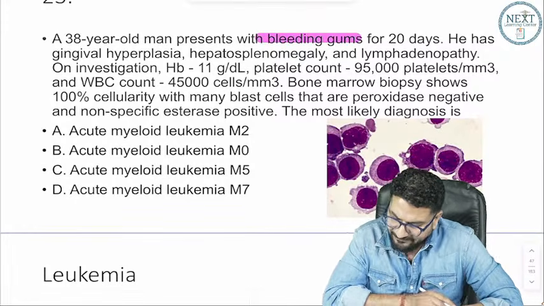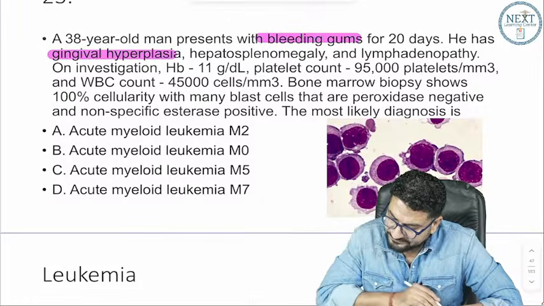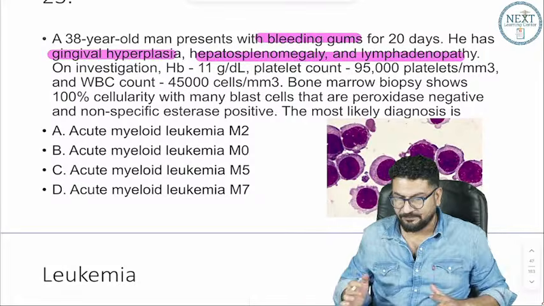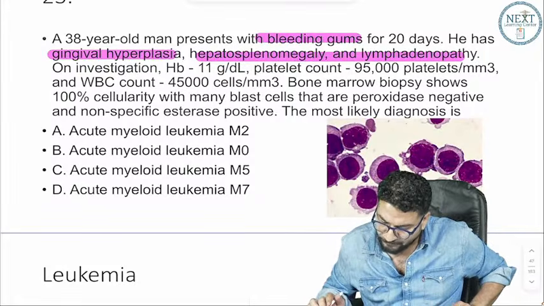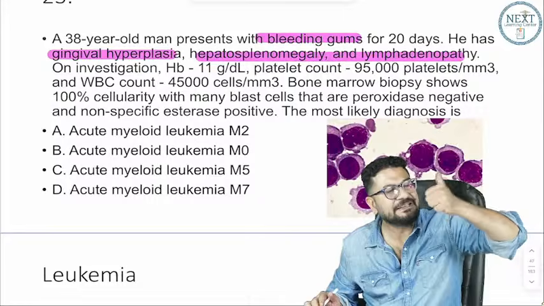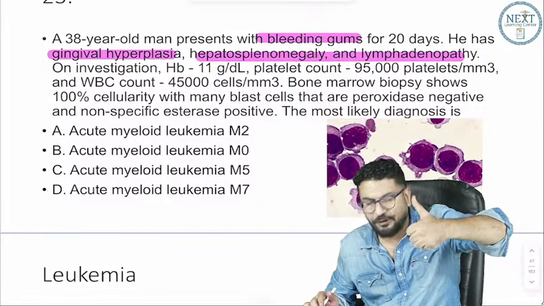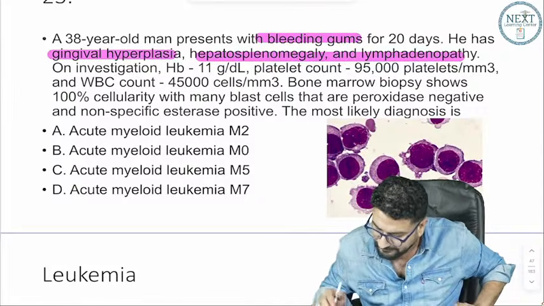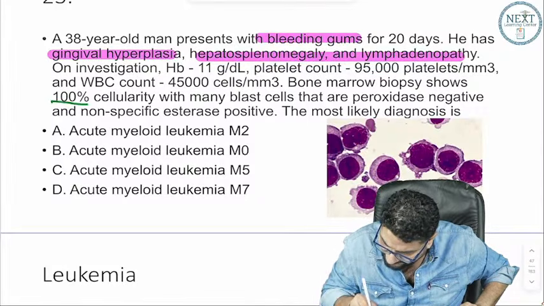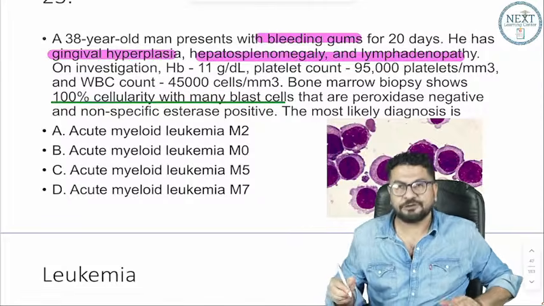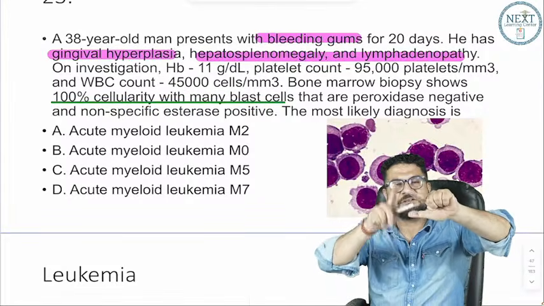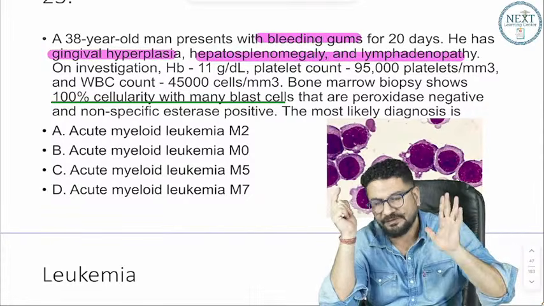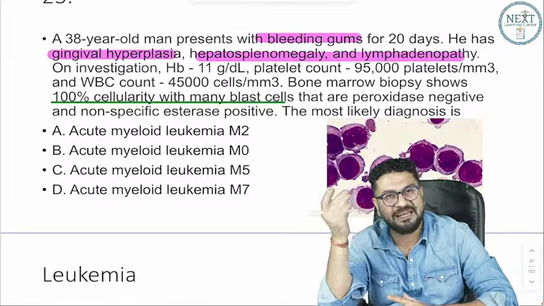For 20 days, he has gingival hyperplasia, gum hyperplasia, hepatosplenomegaly, lymphadenopathy. So by seeing so many symptoms, look at this. When you see many symptoms and a lot of blast cells, more than 20% blast cells in bone marrow, that is suggestive of acute leukemia. Acute leukemia means it could be AML or ALL.